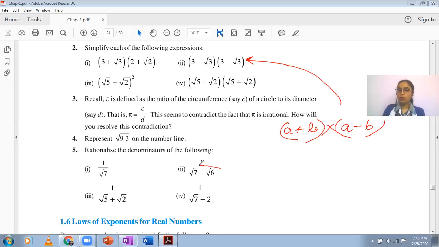Whatever binomial is present in the denominator, if it is the sum of two values, I'm going to use the difference of those values for multiplication and division. If I have a difference, I will use the sum. If I have a sum, I will use the difference, the opposite. So that we want to form this identity in the denominator. If we have two values being added in the denominator, we will use the subtraction of the same values for multiplication and division, and the other way around.